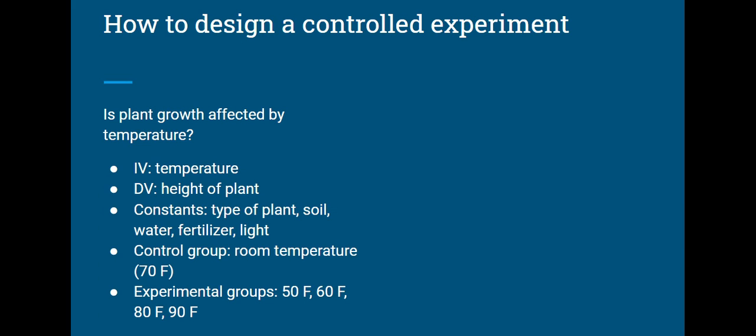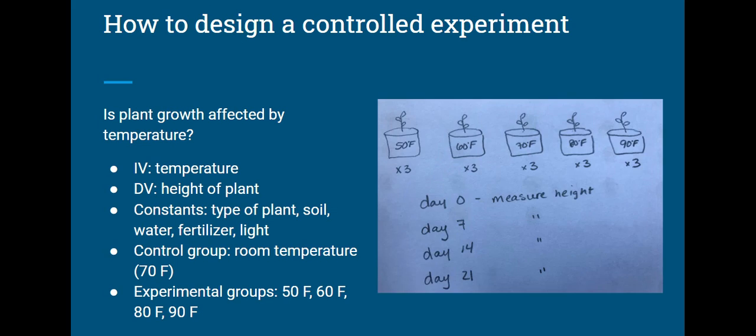For this one, it's a little bit trickier. Like, you can't say there's no temperature, but maybe you pick room temperature. That's kind of our baseline, 70 degrees Fahrenheit. And then you have maybe 4 other experimental groups, 50 and 60, and then 80 and 90. So you're looking at lower than your control and higher than your control. And so in this one, you'd have, in this case, maybe 3 plants growing at each temperature.